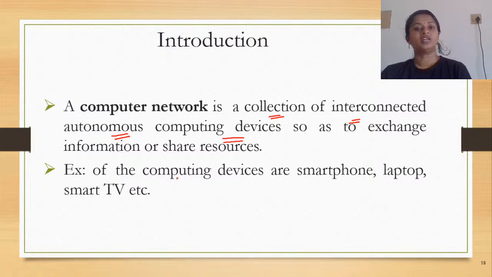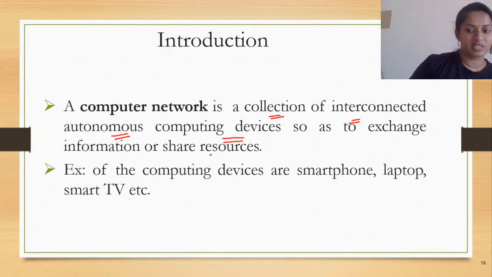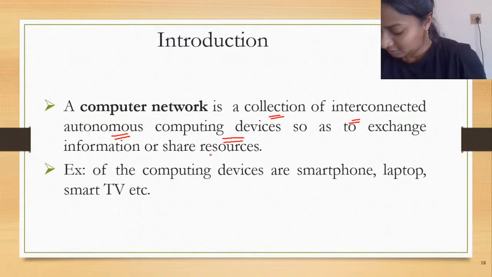Okay. Now, to get involved in the network, it has to be connected. That is the only criteria. It has to be connected via some means with the devices. Fine. Now, why is a computer network needed? It is for the exchange of information as well as for sharing the resources. So, why do you go for a computer network? All you need to know is you are going to share the information.